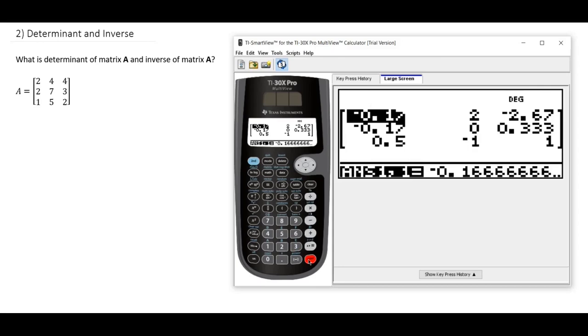There you go, this is the inverse for matrix A. And in order to find the fractions instead of having decimals, we just have to click this button. So there you go, it's easier to read. And this is the inverse for matrix A.